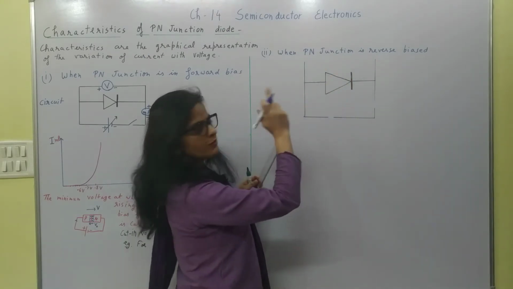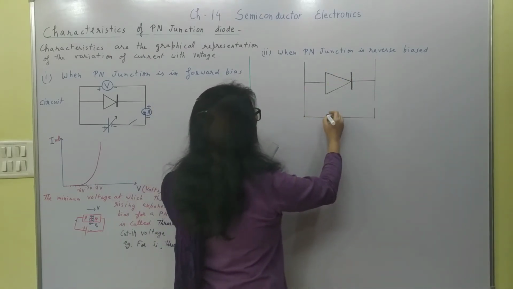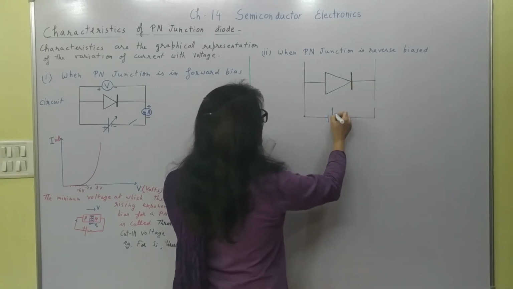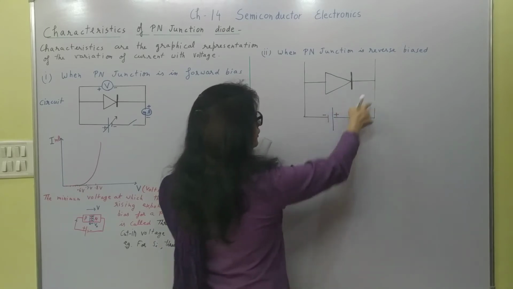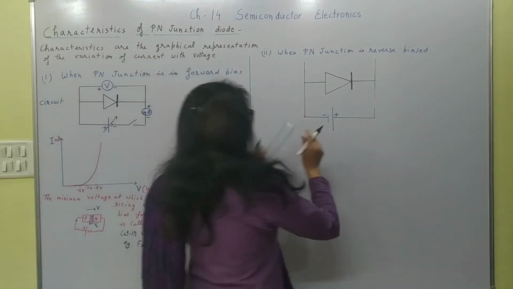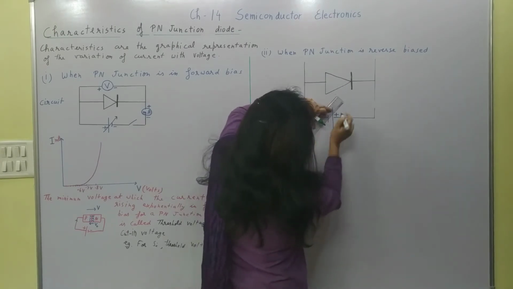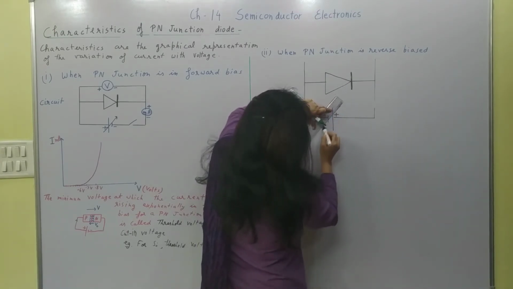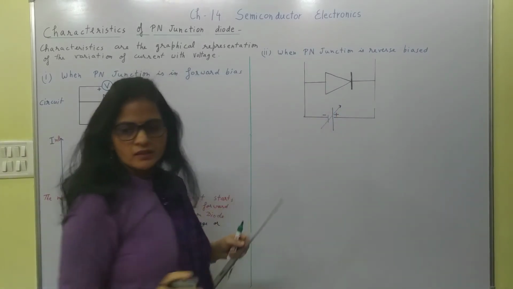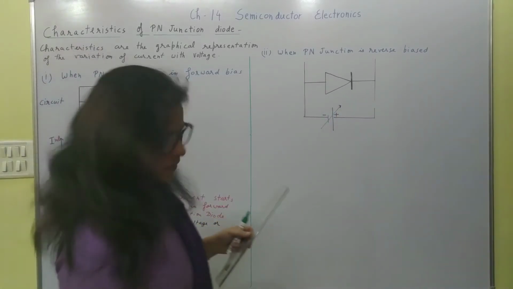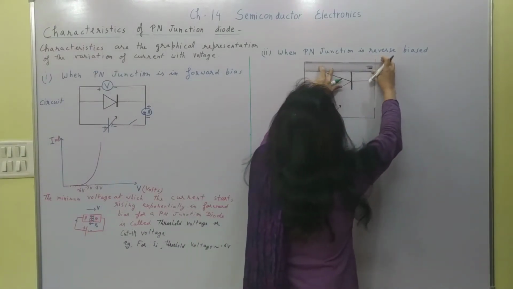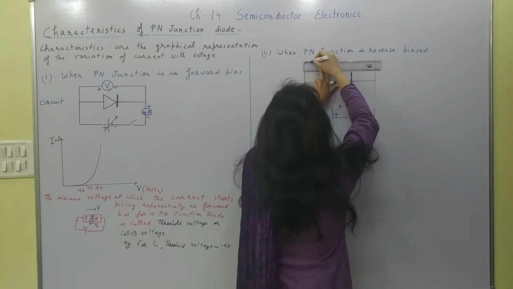In reverse bias, the P side is connected to the negative of the battery and the N side is connected to the positive of the battery. That's why it is reverse biased. And then for varying the voltage, this is a variable voltage, so a variable sign is there. And then we have a voltmeter to measure the potential difference.